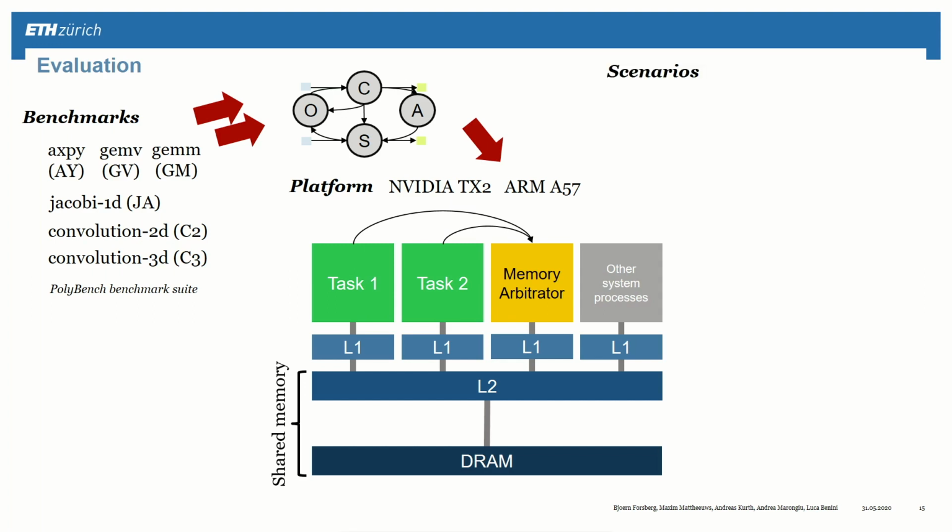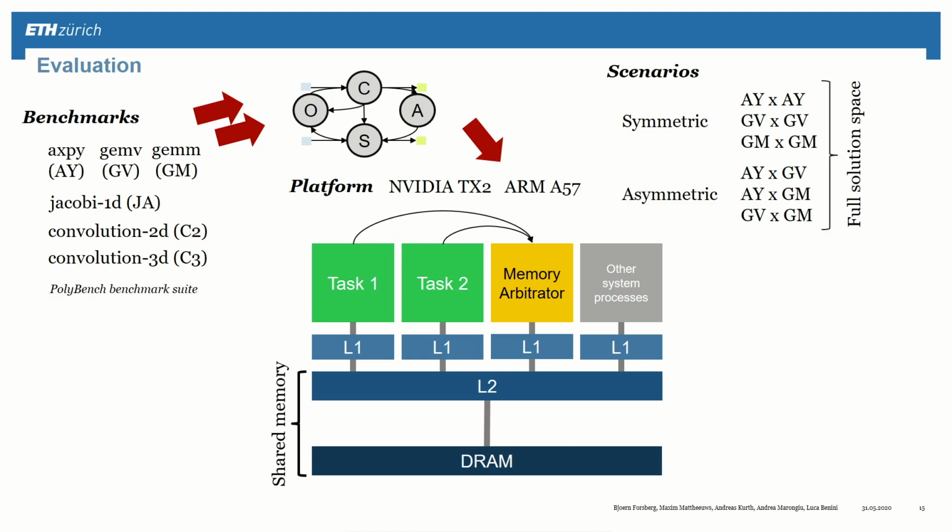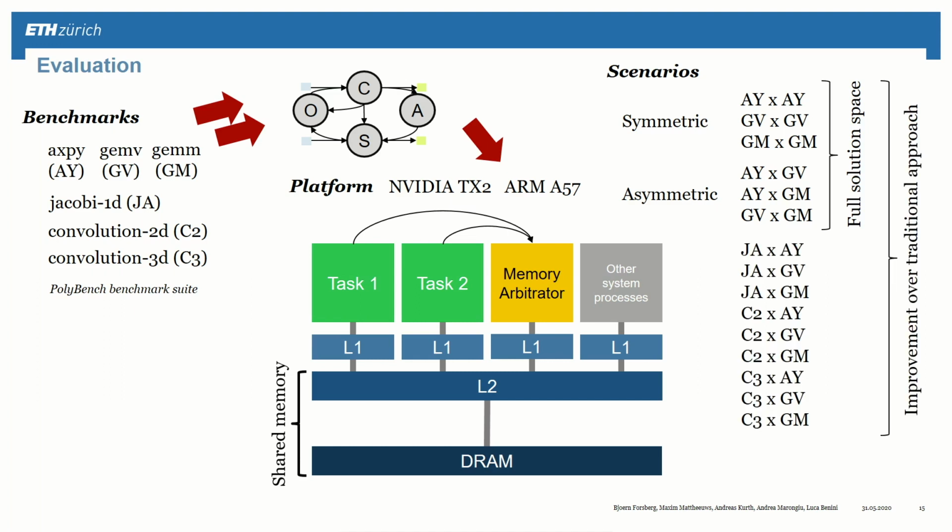Now, since we evaluate these pairwise, we divide these pairs into 3 different classes. First, we have symmetric scenarios where we execute 2 instances of the same benchmark. Correspondingly, we have asymmetric benchmarks where we take the same benchmarks but under every other combination. For these, we'll present the full solution space and provide a few insights. For the other combinations, we will show the improvement over the traditional approach.